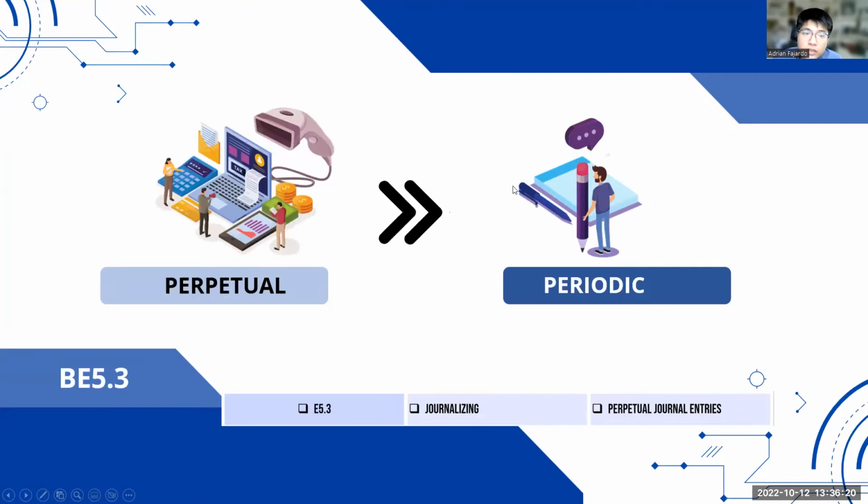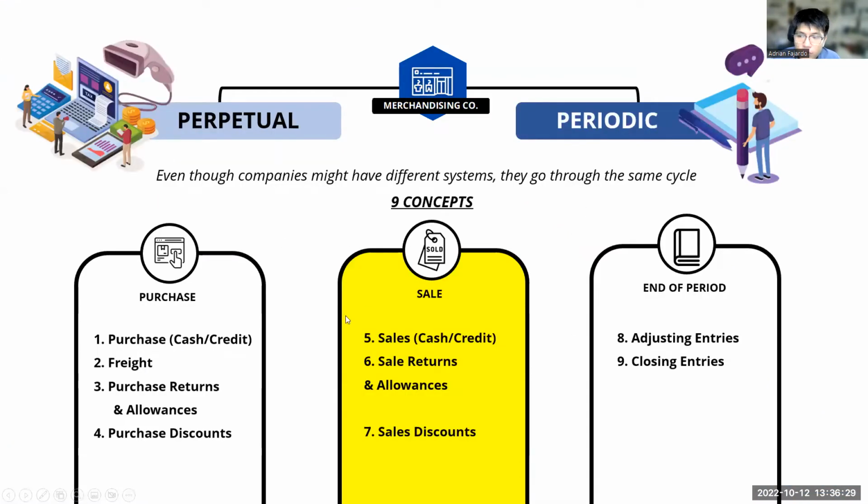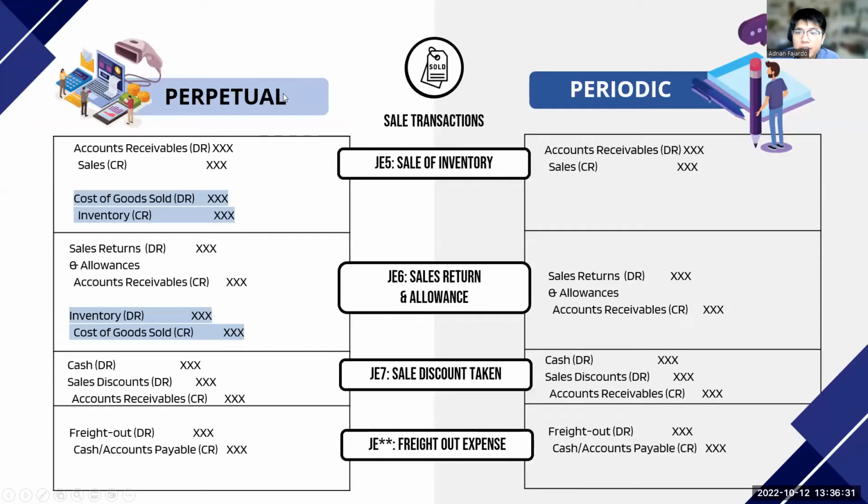Now, let's try to use the same problem pero periodic, right? Gawin natin periodic. What if periodic siya? So here, we're focusing on sales transaction. And again, the only difference between perpetual and periodic is perpetual recognizes COGS at every point of sale. And therefore, it has relevant entries like cost of goods sold, inventory for sale, and also reversing it pag may returns. Periodic, however, only computes for your cost of goods sold at the end of the period.